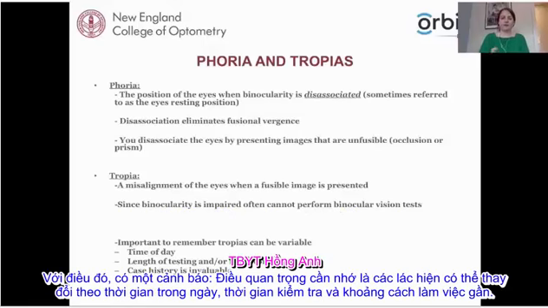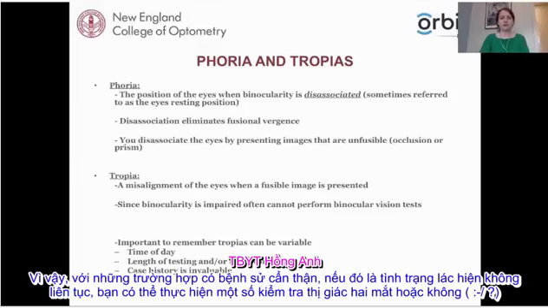With that said, there is a caveat that it's important to remember that tropias can be variable by the time of day, length of testing, and near work. So again, careful case history. If it's a more intermittent tropia, you might be able to perform some binocular vision testing. You may not.